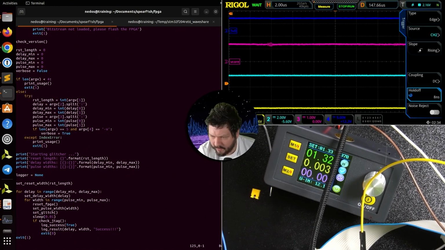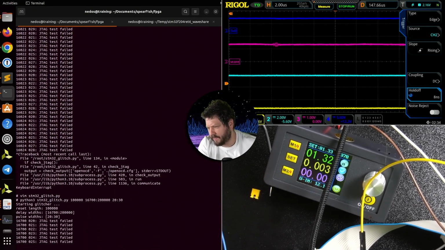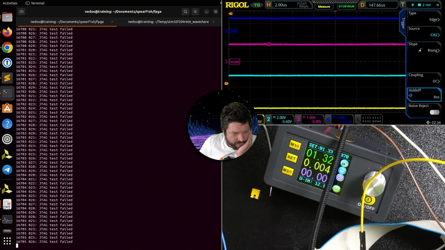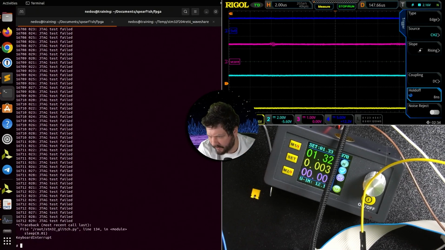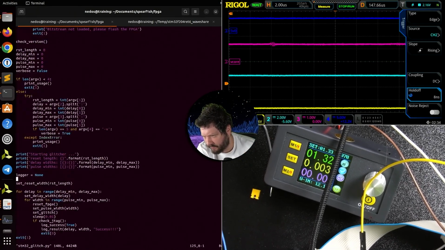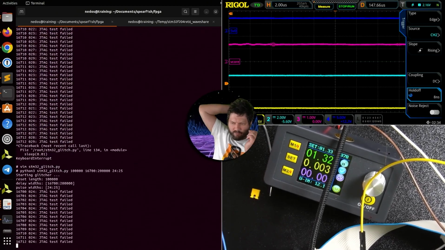What else do we want? Let's do like 16,700 or something like that, just so that we're relatively close, because we kept getting success around 17,000. And actually the other thing that we can do is this. So let's just pick sane values, like 24, 25, so that we can run faster.